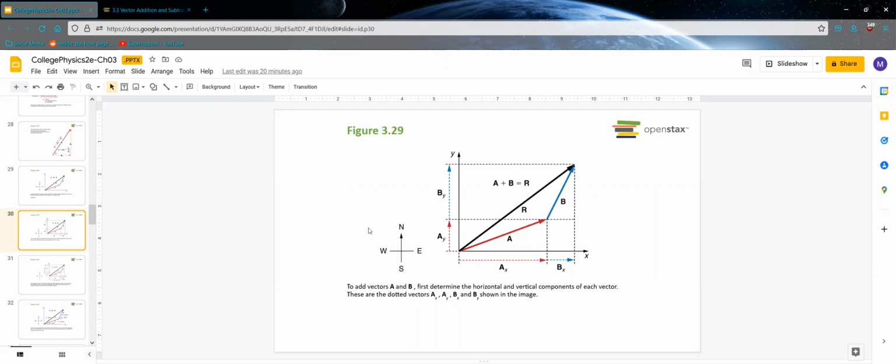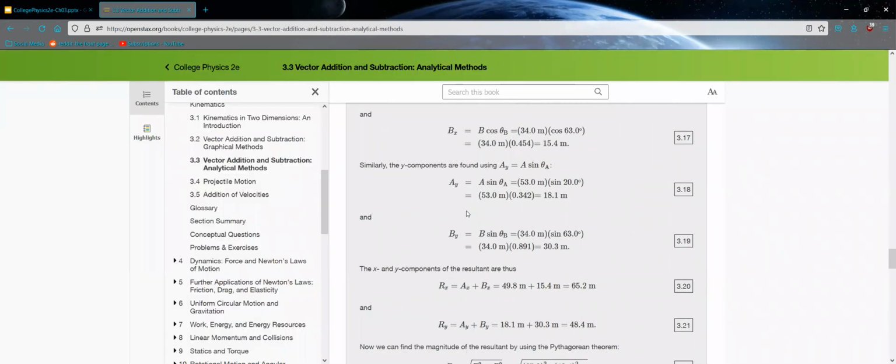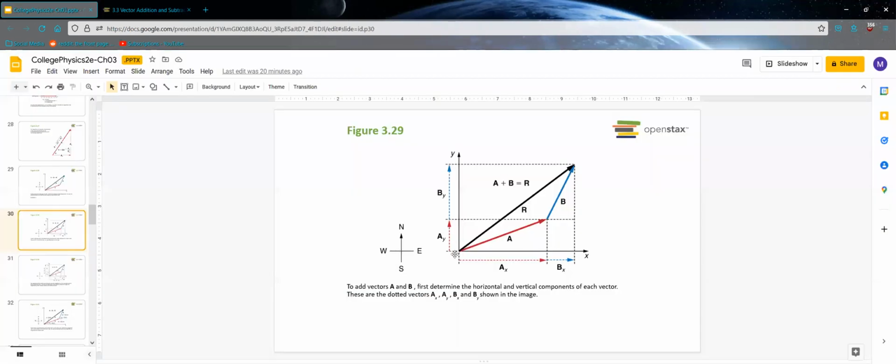So you can determine Ax and Bx from that equation. Once you know Ax and Bx, you know the entire length along the x-axis that Ax and Bx travel, which is the bottom part of that graph we're looking at. And you can do the same thing for the y components by using A sine theta and B sine theta for A and B respectively to get your 18.1 and 30.3 meters. So that is how tall A and how tall B are going up the y-axis.